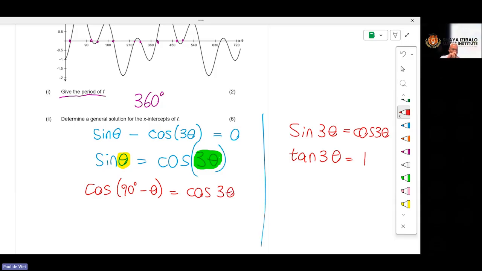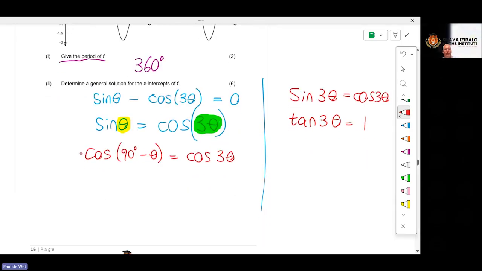Okay, now, what are we going to do next? Because now it gets a bit more interesting. So now you work out the quadrants where cos is... Well done. Which is quadrant one. In quadrant one, we take 90 minus theta equal to 3 theta plus 360K. K is an element of the integers. Yeah, brilliant. So now you simplify by transposing 3 theta.